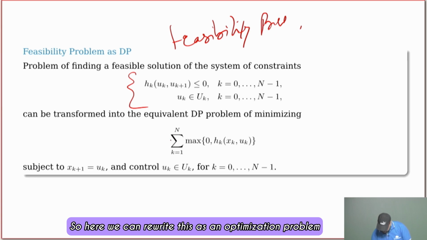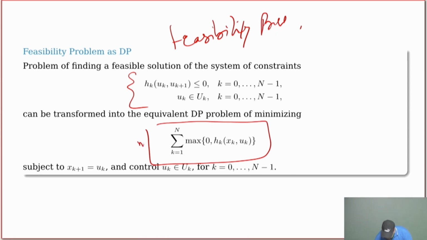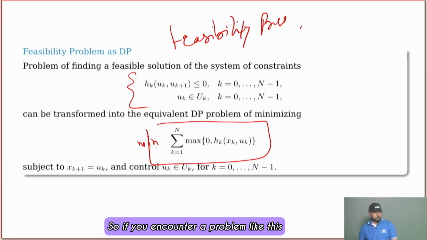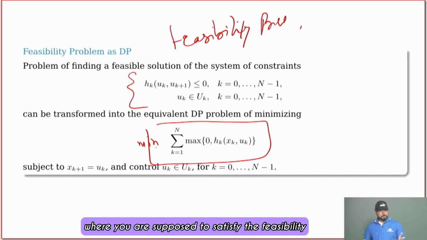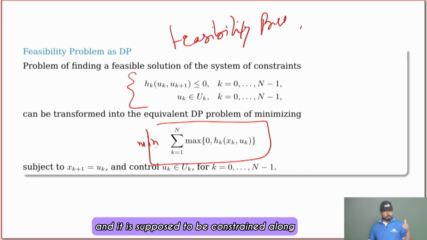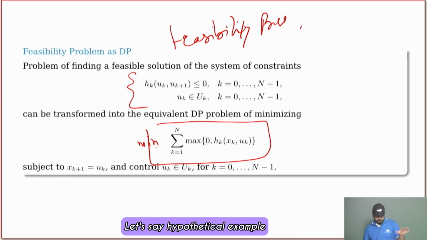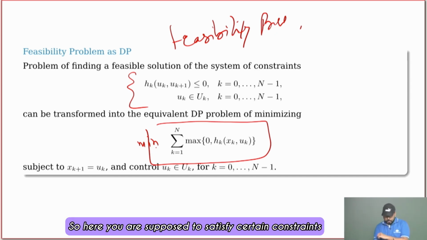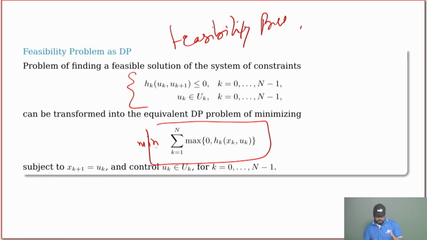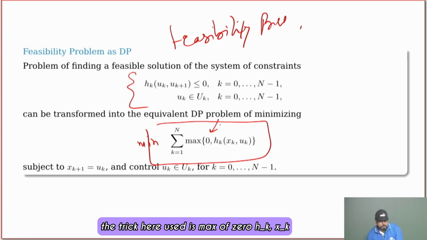Here we can rewrite this as an optimization problem where it's about minimizing this cost. If you encounter a problem where you are supposed to satisfy feasibility as you go along, maybe it's a robot constrained along a certain path, let's say a hypothetical example, you are supposed to satisfy certain constraints, and that itself is a DP problem. Now if you notice this objective, the trick used is max of 0 and hk(xk).